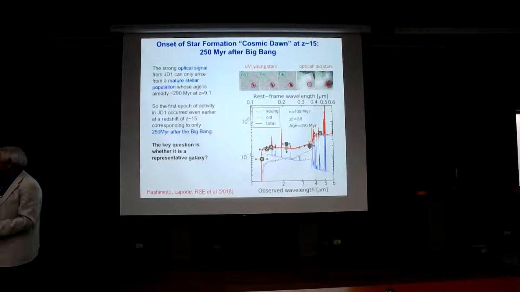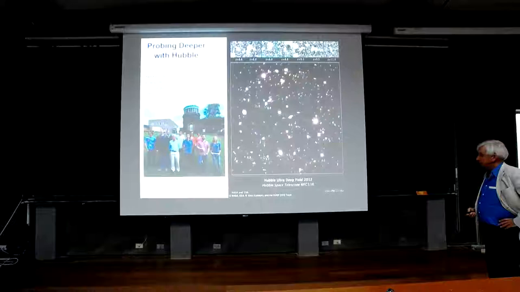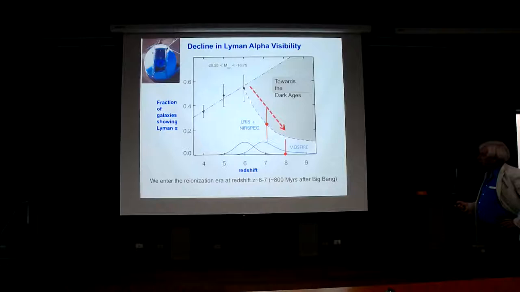So you showed the fraction of Lyman alpha from galaxies decreases after redshift 6. Is there any possibility this is caused by galaxy evolution rather than reionization? Yeah, good question. This is the fraction of galaxies selected in a certain way. This is a technical slide, but this is a range of luminosities.